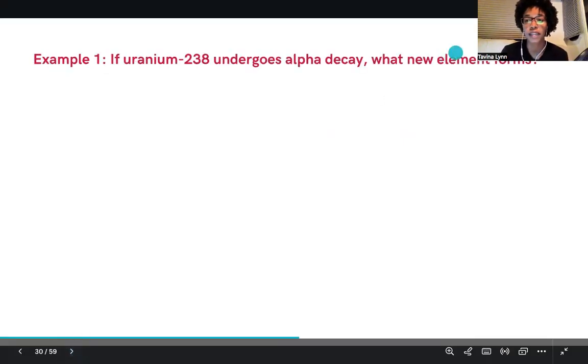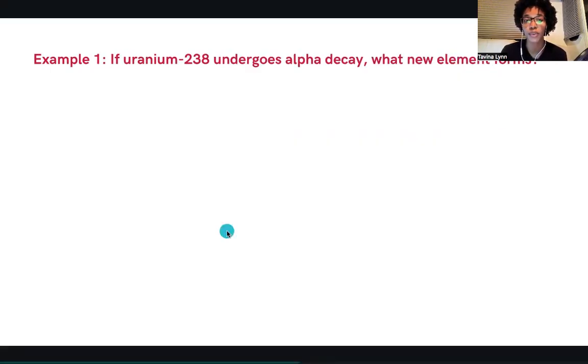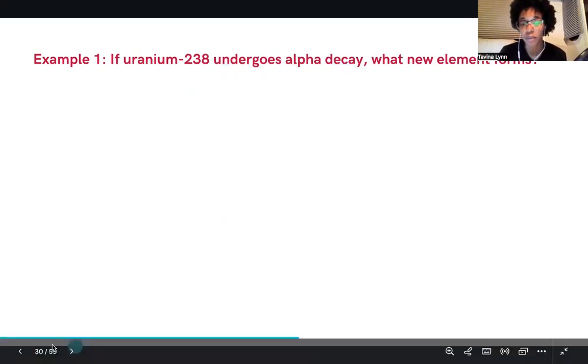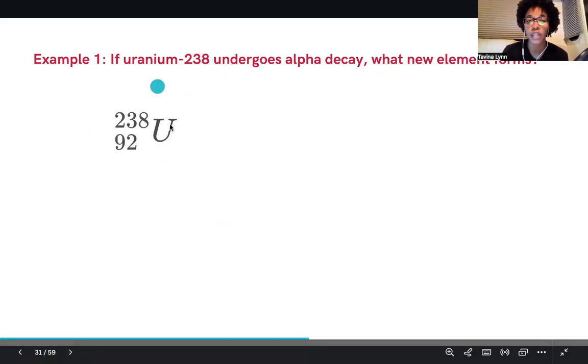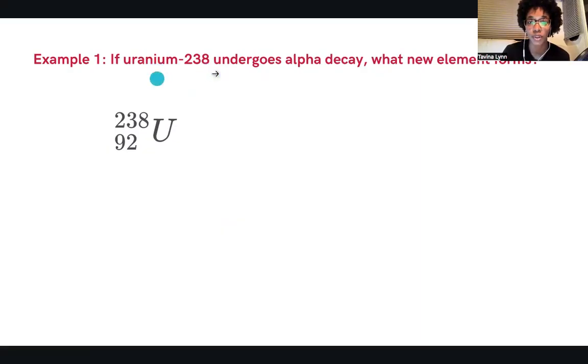Okay, so let's look at an example. We've got uranium-238. What does that even mean? Do you know what I'm saying when I say uranium-238? So this nuclide undergoes alpha decay. What new element forms? This is how we would write the nuclear reaction. First, this is how we note uranium-238. This lets us know we're talking about uranium-238, which is the element and its mass number.